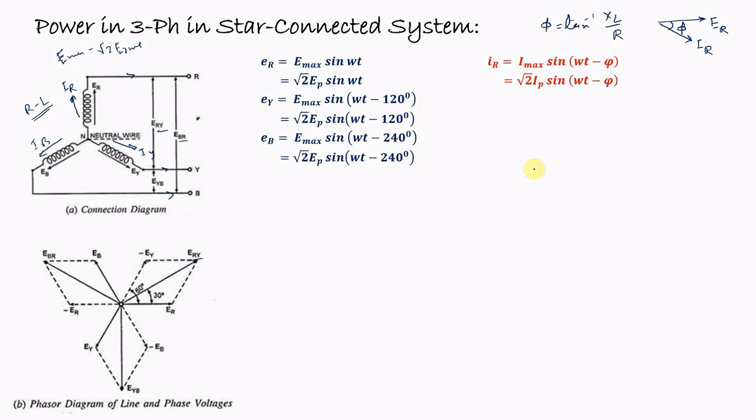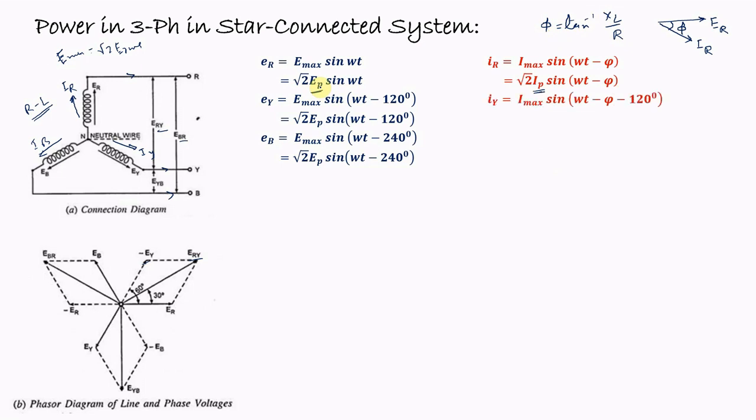So the value here can be represented with the phase current, so it will be root 2 times I phase sin omega t minus phi. Remember one thing here, the phase current is nothing but the RMS current. Here also the phase voltage is nothing but the RMS voltage.